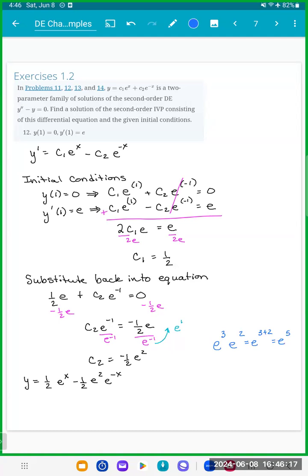Similarly, for this other one, I actually have e to the 2 in one, and I have e to the negative x in the other. So that's really the same as e to the 2 plus negative x, so just 2 minus x. And that's why we can rewrite this as 1/2 e to the x minus 1/2 e to the 2 minus x.